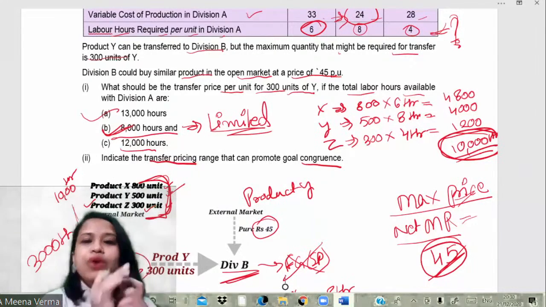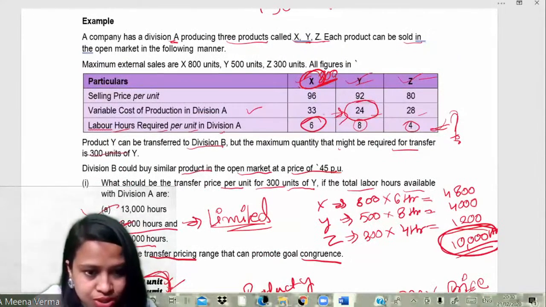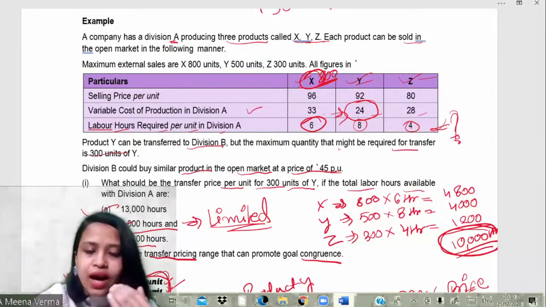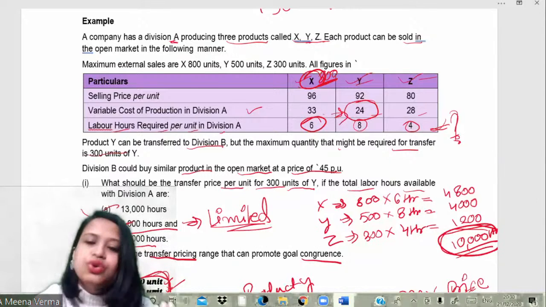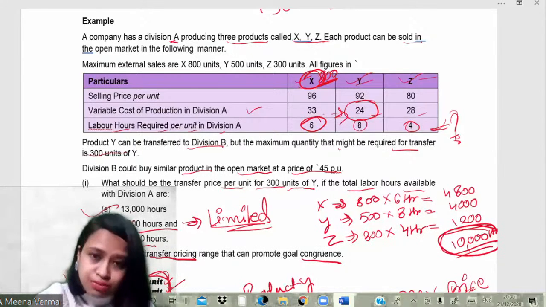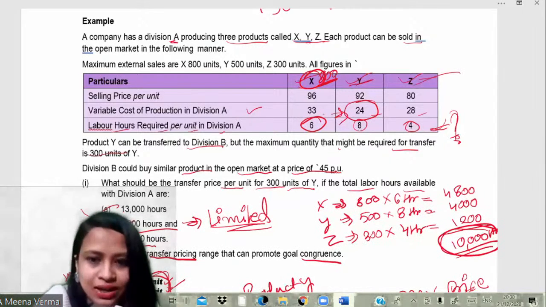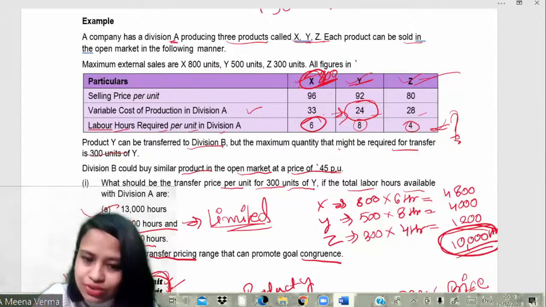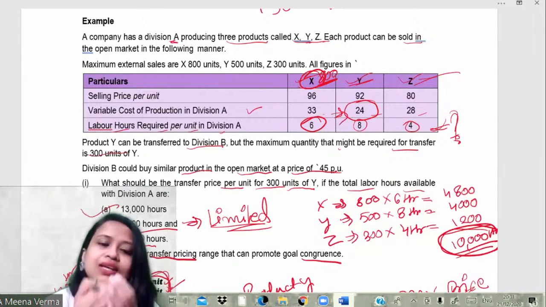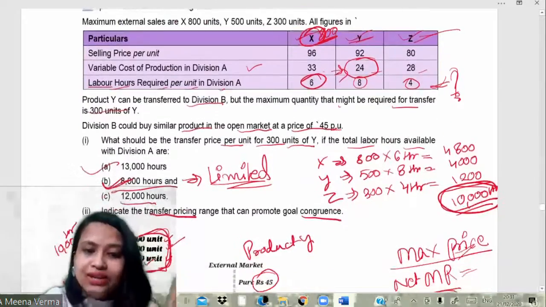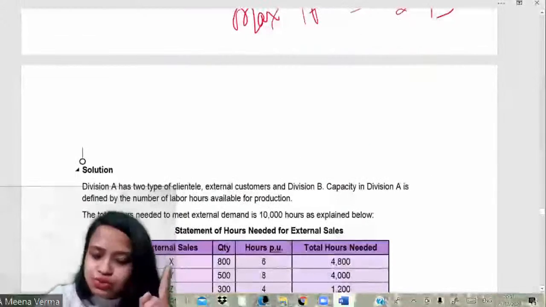Now you have to decide which product out of X, Y, Z you have to produce and how much you have to produce, in order to get maximum contribution. For that, you will calculate the contribution of X, Y, Z, then contribution per hour, then give the ranking, then accordingly find the units which you want to produce. After that you will try to find the transfer price. So let us do this portion.